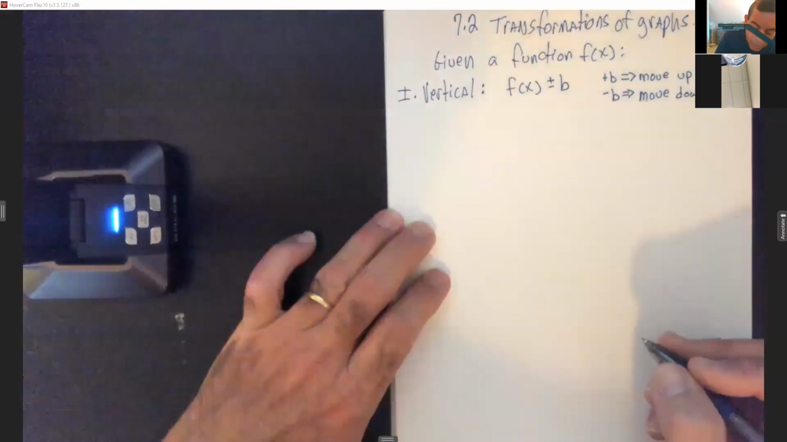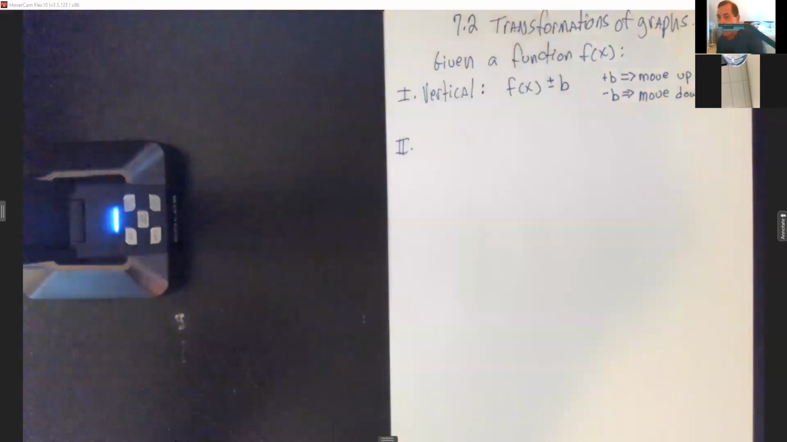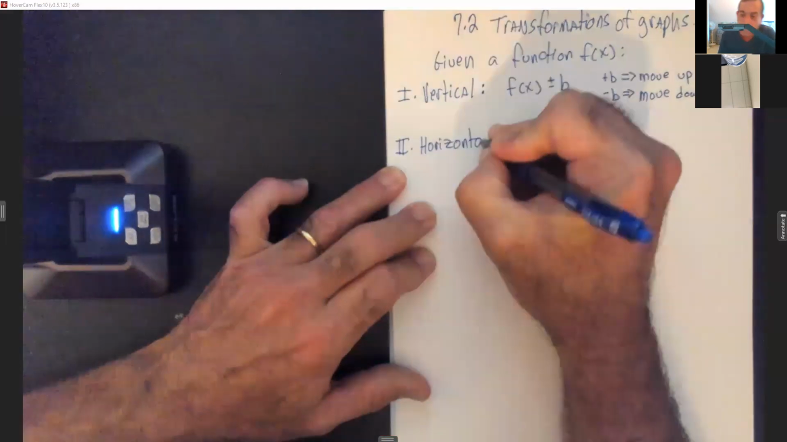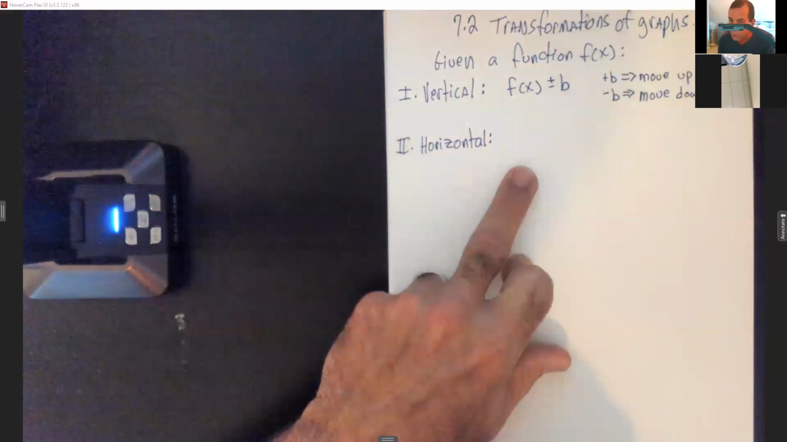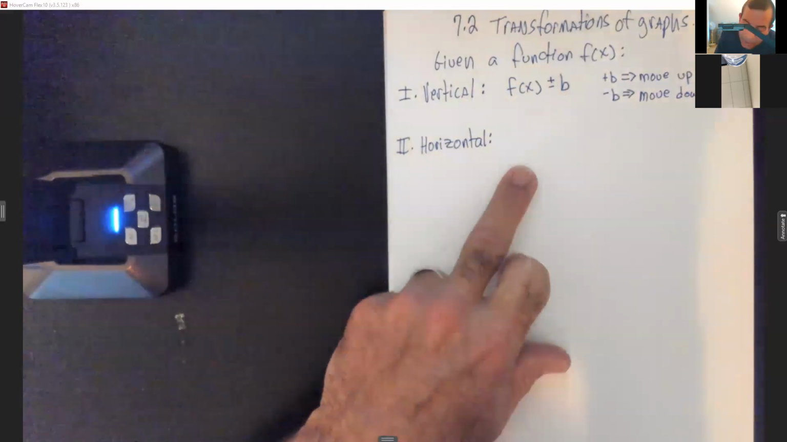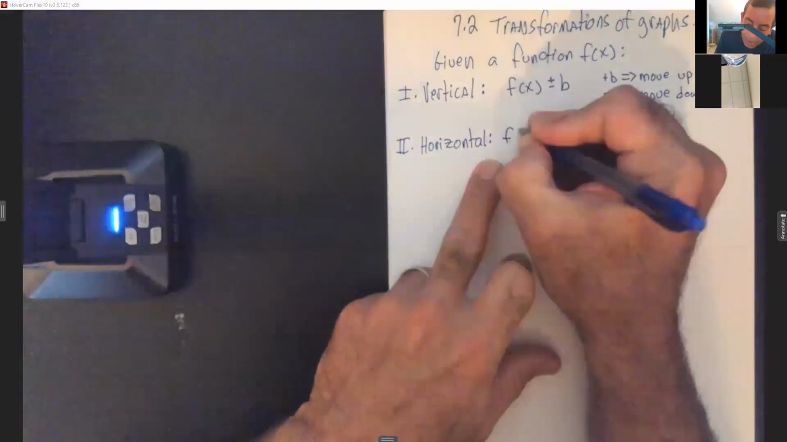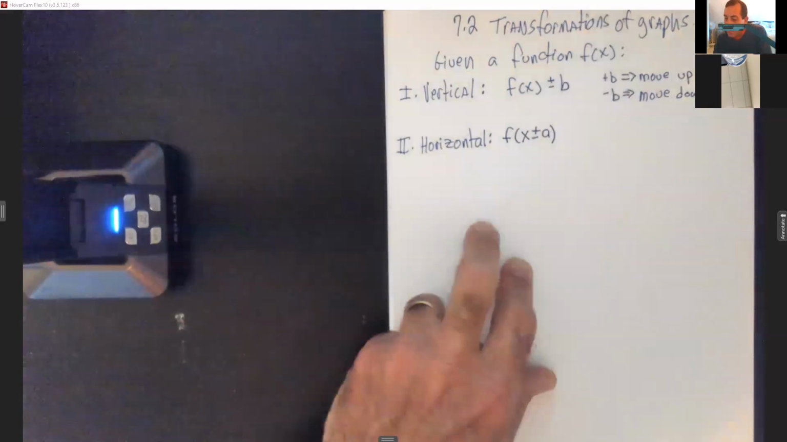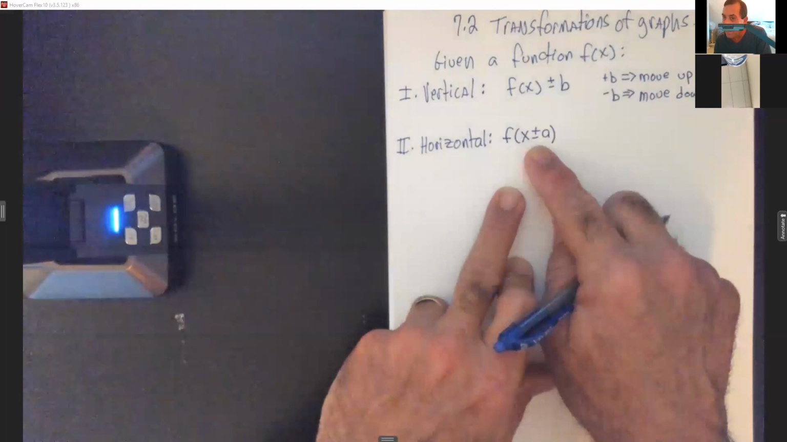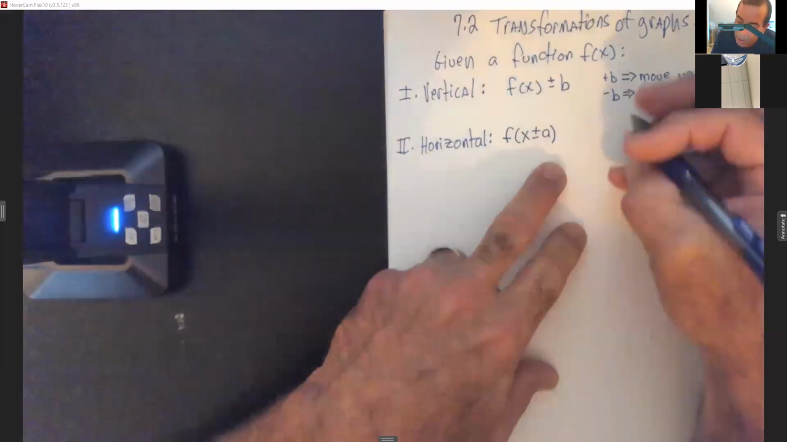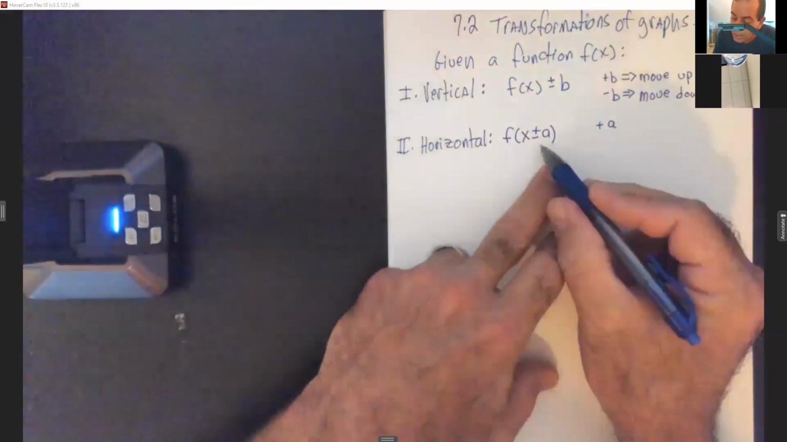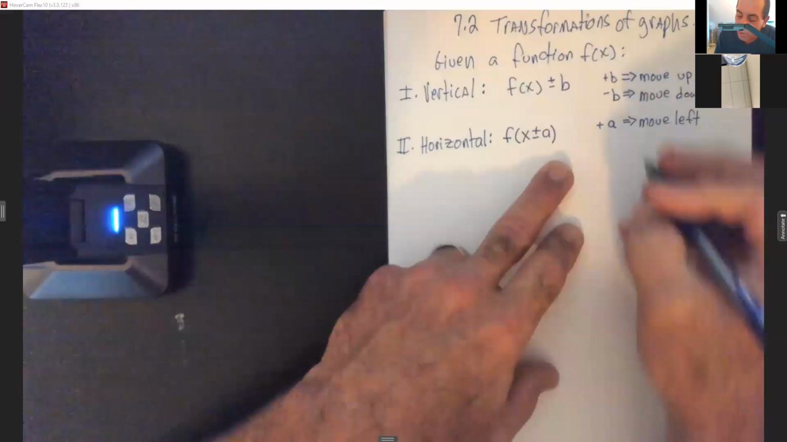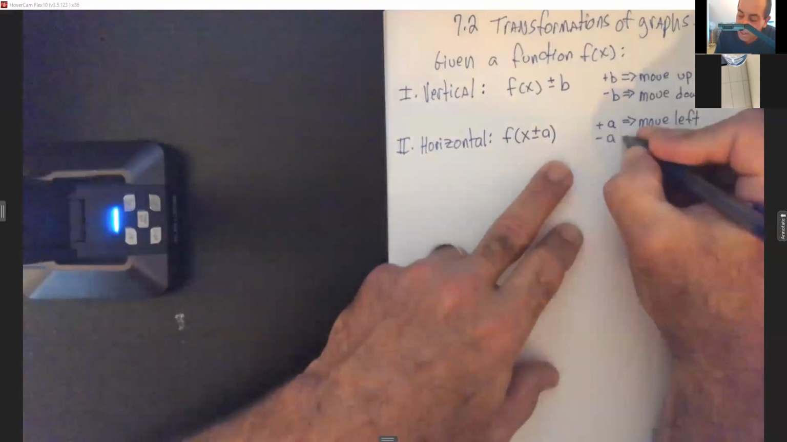All right, second move. I can move a graph left or right. So that would be a horizontal transformation. To do a horizontal transformation, I got to attack the x. So f of x plus or minus a. Notice, I'm not adding it to the end of the function. I'm changing the x's in the function. Now, this is a little different than you would think. By adding a to my x, it's actually going to move my graph left. And by subtracting from my x, it's going to move my graph to the right.